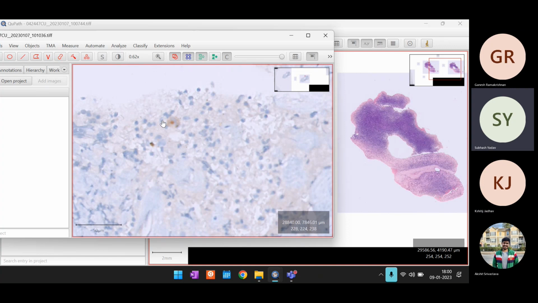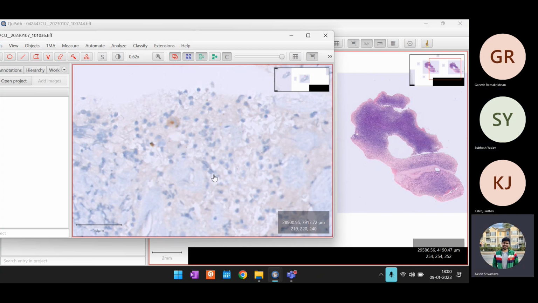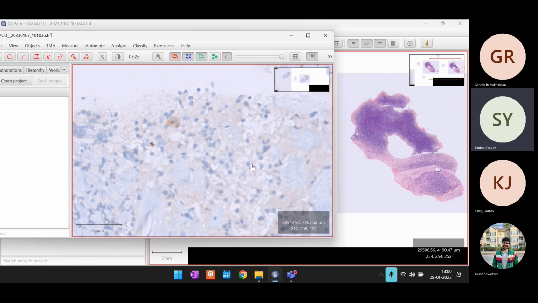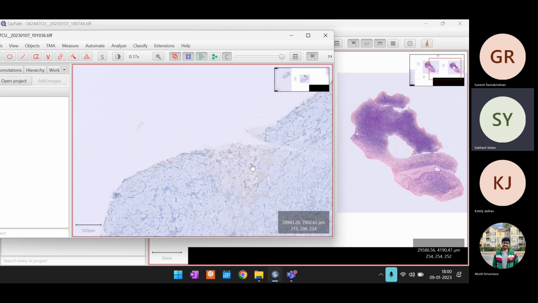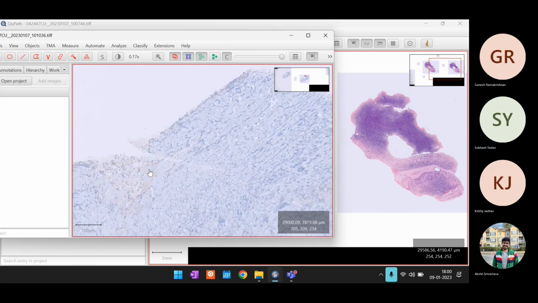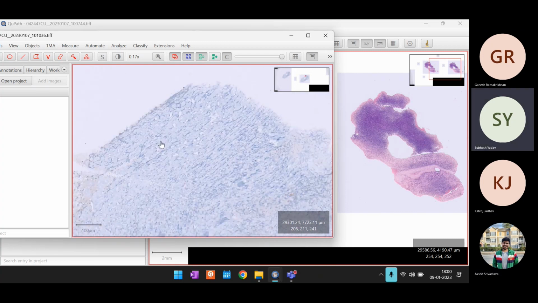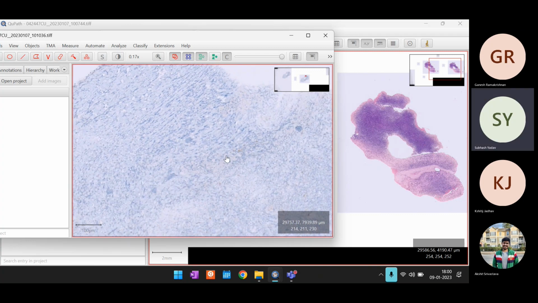Actually, this is not one. There will be some more examples where you can identify the nucleus. You can see the nucleus in this image. These are blue nuclei. Your CD30 will also have similar nuclei, but the cytoplasm will be brown. So if you zoom to some other location, show me some other focus where you can identify brown color.